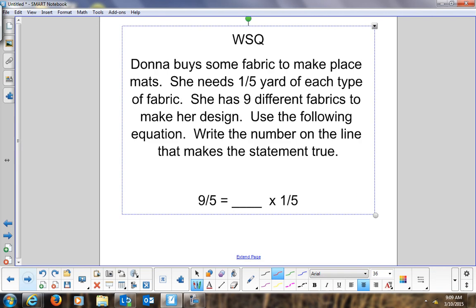All right, your WSQ for tonight is: Donna buys some fabric to make placemats. She needs 1/5 yard of each type of fabric. Okay, 1/5. And then she has 9 different fabrics, so we're going to multiply to make her design. Use the following equation. Write the number on the line that makes the statement true. So here's our unit fraction, and I need to find out how many times I'm going to multiply that in order to find the answer.